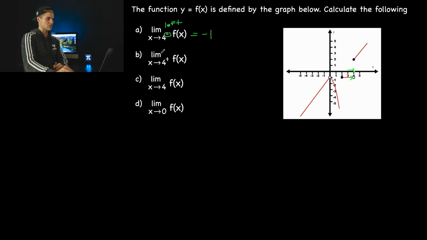Now what about the next one? The limit as x approaches 4 from the positive side, or from the right side. Notice on the function here, we are approaching 4 from the right side. So what y value are we approaching as we approach this x value 4 from the right side? We're approaching this y value of 2. So the answer to these limits is always going to be the y value that we are approaching.